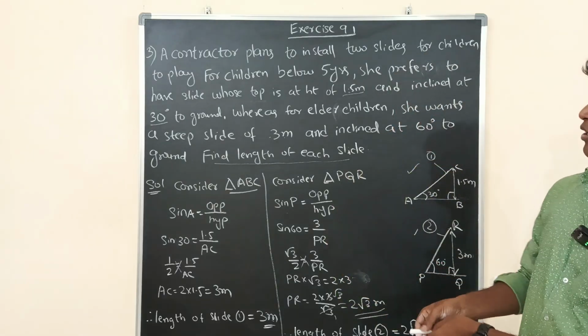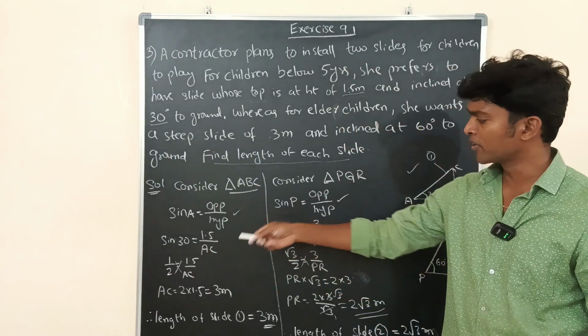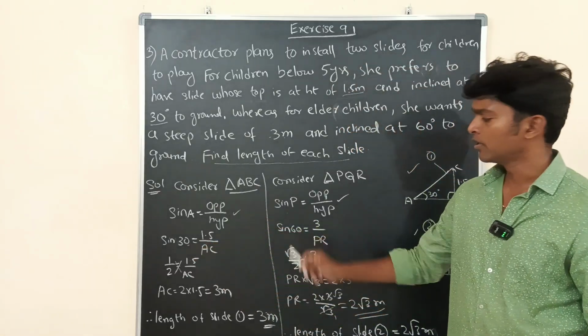Simple, everything is simple. Only the sine formula we are using, and we have to remember the sine values, sine 30 and sine 60. That's it.